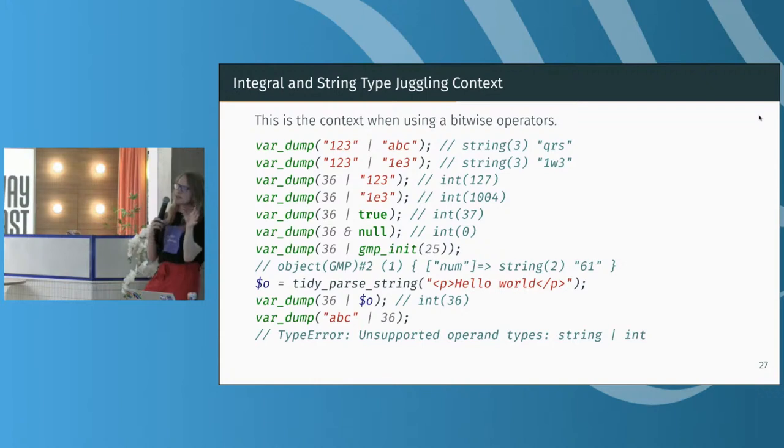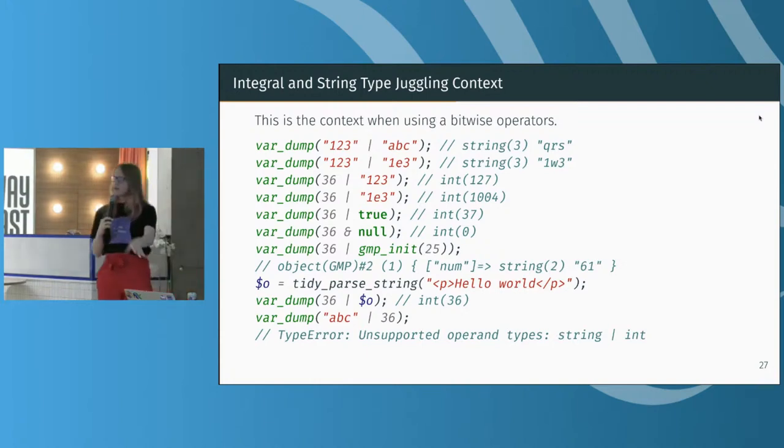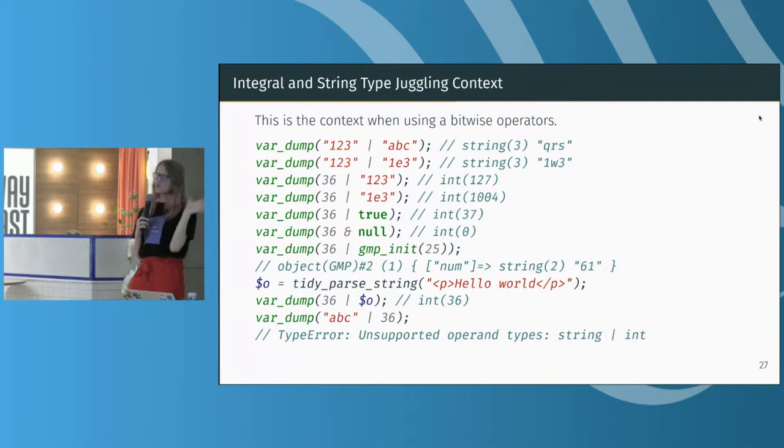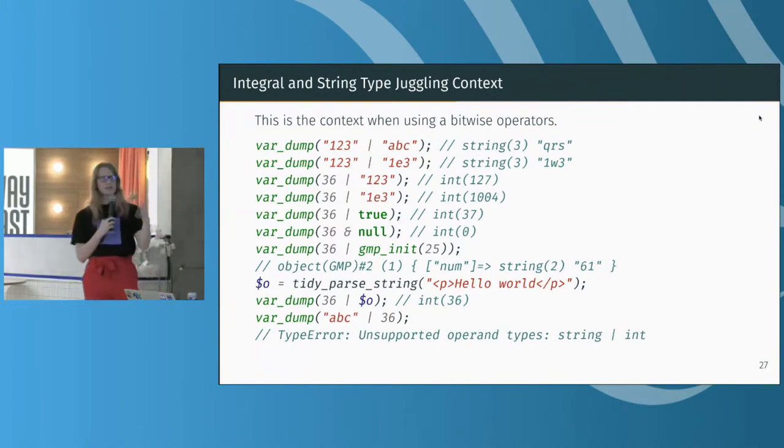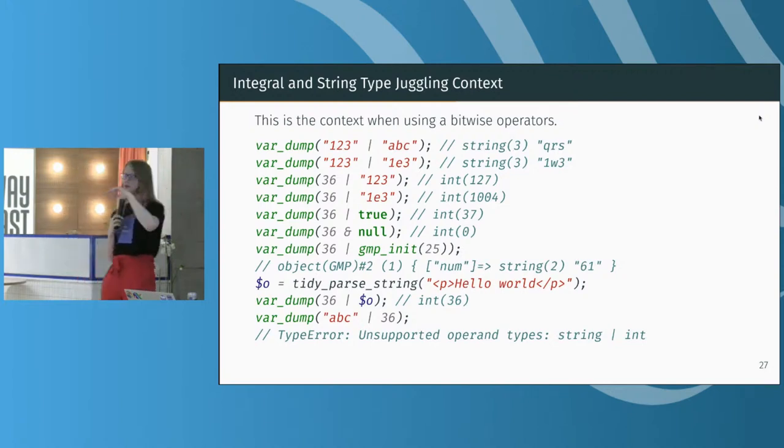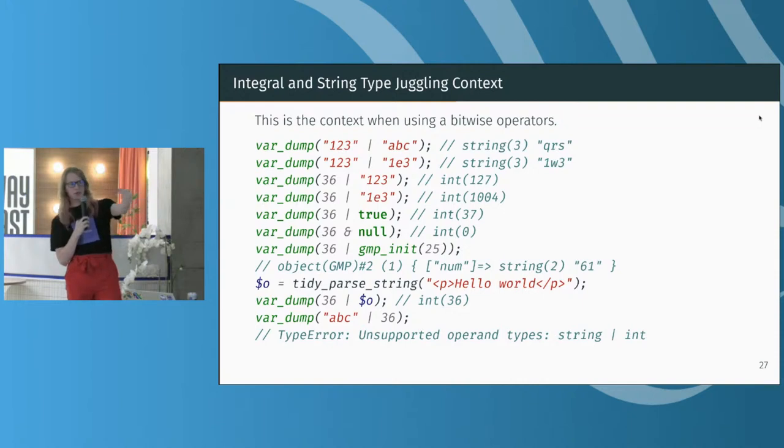PHP has this kind of thing where extensions can actually do operator overloading. So GMP is this arbitrary precision integer extension that exists in PHP. So I'm basically having 36 bitwise OR with an integer 25. And it will just work, and it will give me a new GMP object, which tells me this is 61.